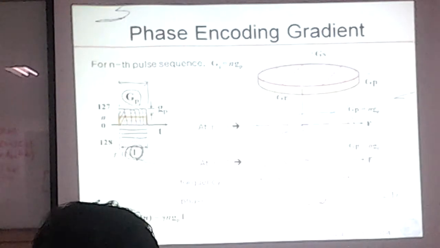So here we define the k variable. k equals gamma n GP T. From the phase equation, only the space variable r is removed here. So the k variable is determined by the gradient strength and duration. That means k is proportional to the gradient waveform area.